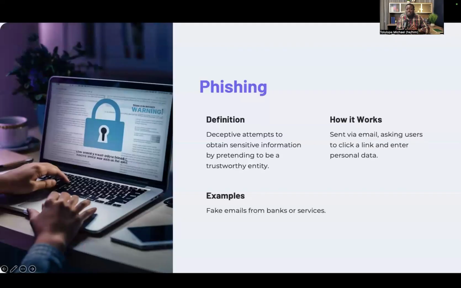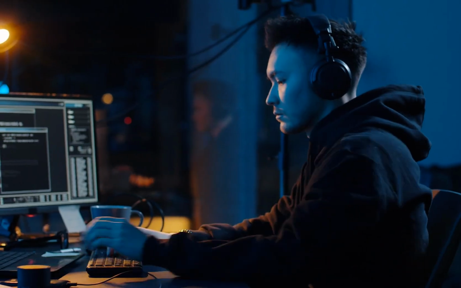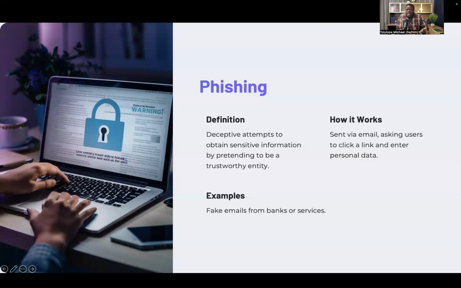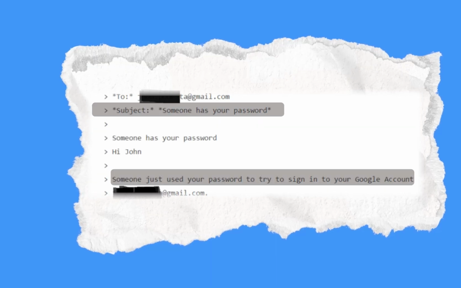Phishing attacks are deceptive attempts to obtain sensitive information, and they do that by pretending to be a trustworthy entity. These attacks are typically carried out via email, where attackers trick users into clicking on malicious links or providing personal data. Phishing attacks have become increasingly sophisticated, and this makes it harder to spot fake emails. It's become so hard now to detect. A notable example is the 2016 phishing attack on John Podesta, Hillary Clinton's campaign chairman, which led to a significant data breach.